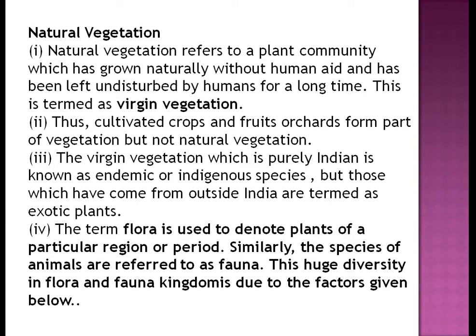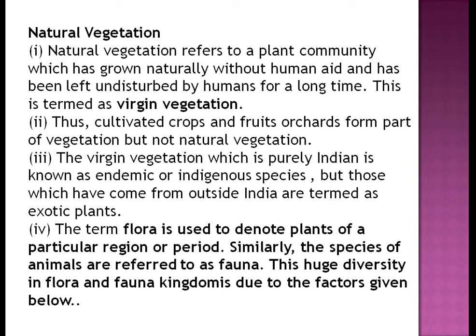natural vegetation. So what is the meaning of natural vegetation? Natural vegetation refers to a plant community which has grown naturally without human interference or human aid and has been left undisturbed by humans for a long time. This is termed as virgin vegetation, which means untouched vegetation. Thus cultivated crops and fruit orchards form part of vegetation but not natural vegetation.